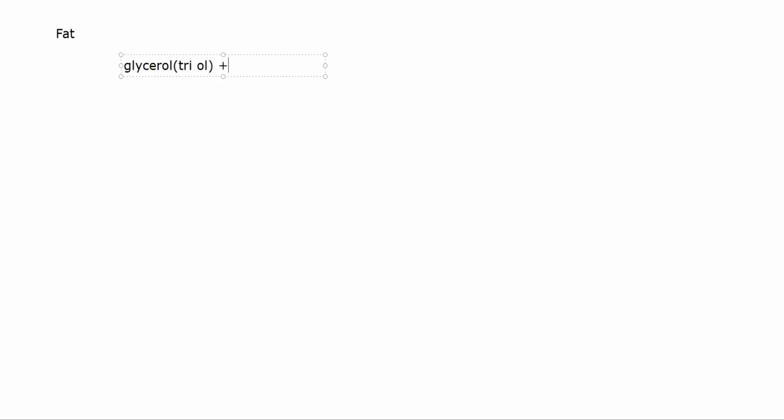So when glycerol reacts with fatty acids, this will result in the formation of... and what are fatty acids? Fatty acids are carboxylic acids. This will result in the formation of fat, the polymer, plus water molecules. So the forward reaction is known as polymerization, and the reverse reaction is known as hydrolysis.